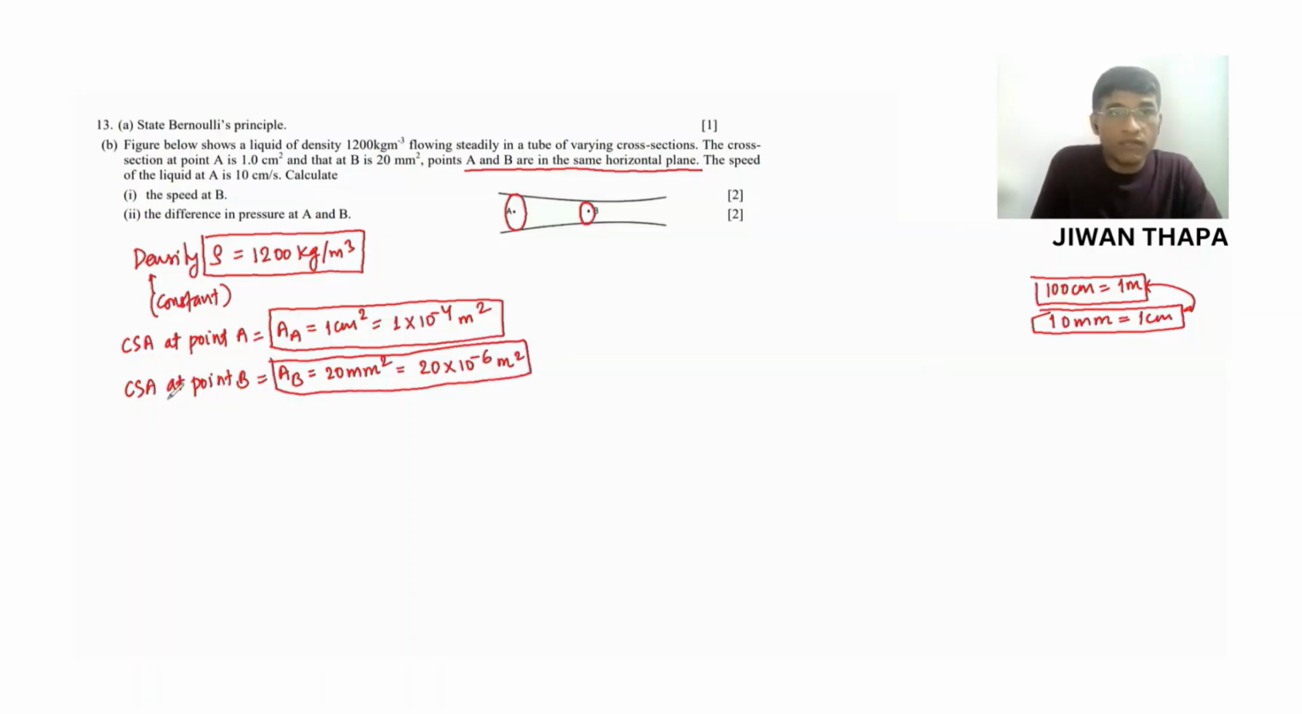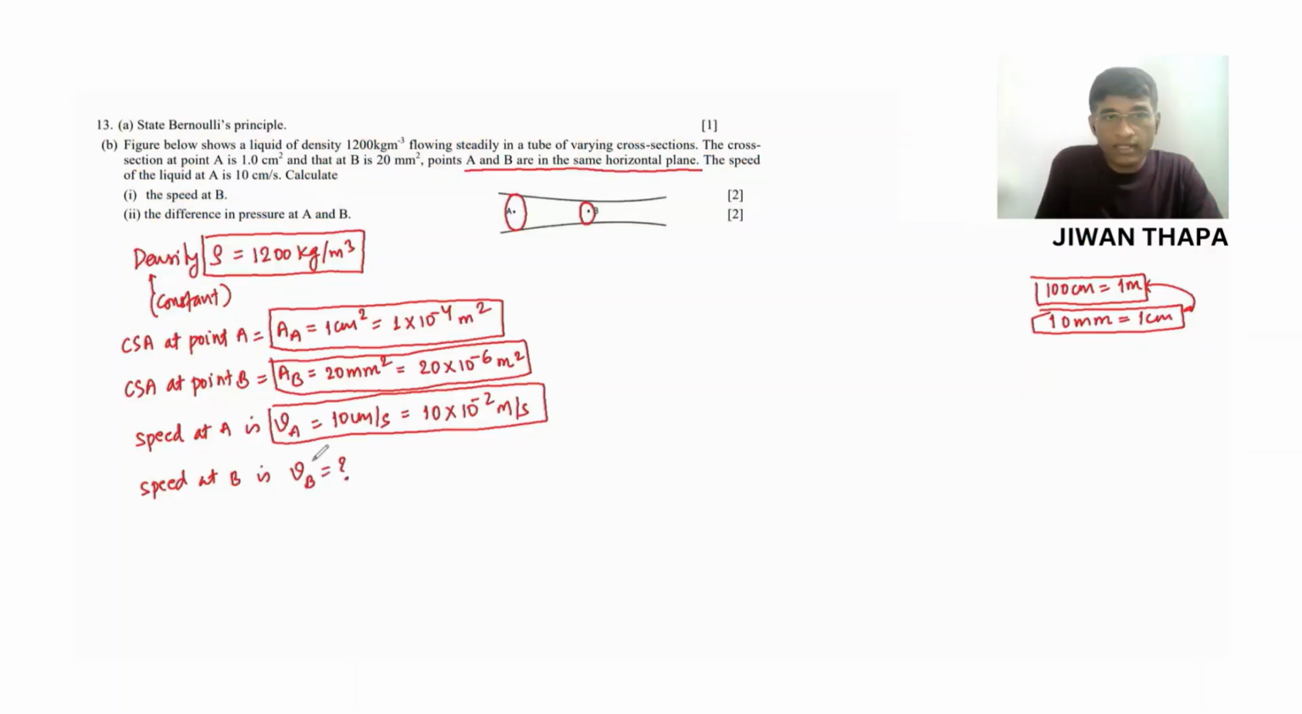Now the speed of liquid at A is, let's say, VA, and this is 10 centimeter per second. So 10 into 10 to the power minus 2 meter per second. So we have this. And we are asked to find the speed at B, VB, and this is to be determined, okay? So case first.